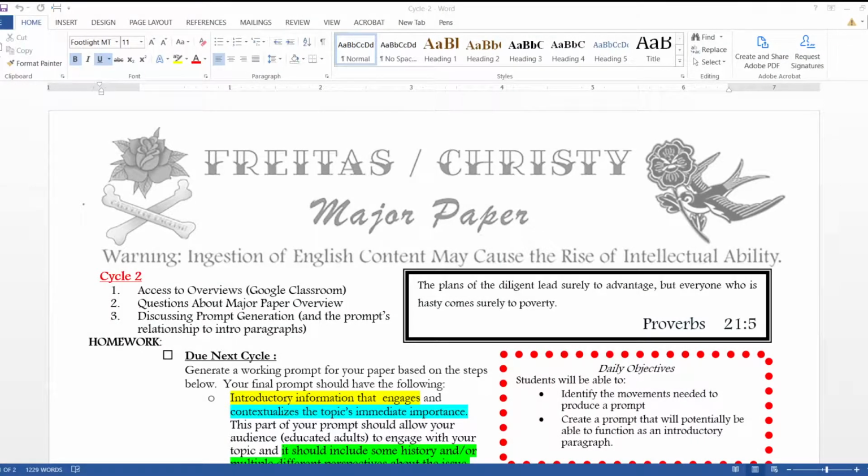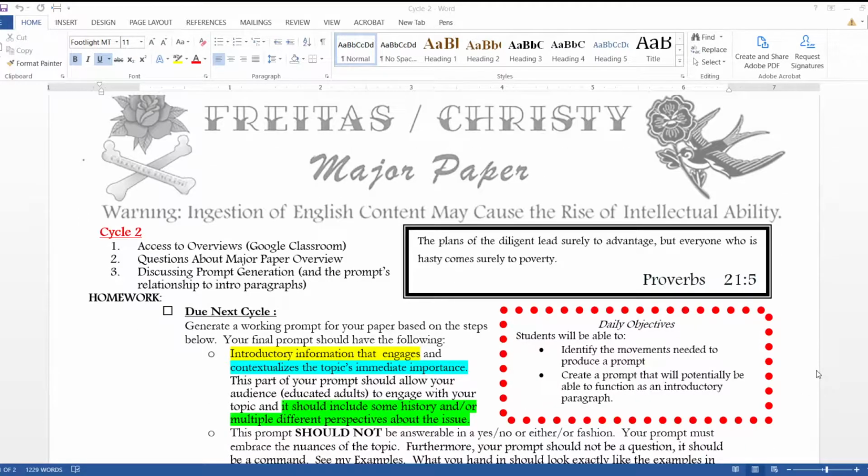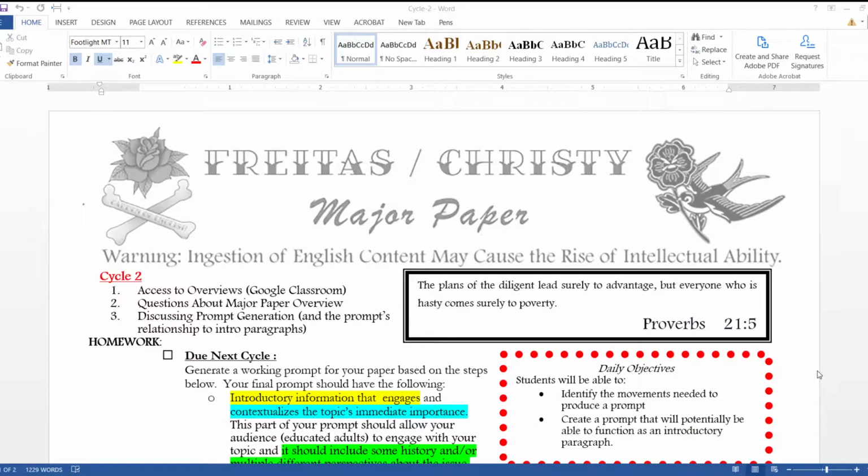Okay, we are back and we have our overview write-up. This is cycle 2 for junior paper. This cycle, we are actually going to work on creating a prompt. And if you take this seriously, when you create your prompt, you will actually be creating your intro paragraph, which will go on your final draft of your paper that we'll be doing in the spring.